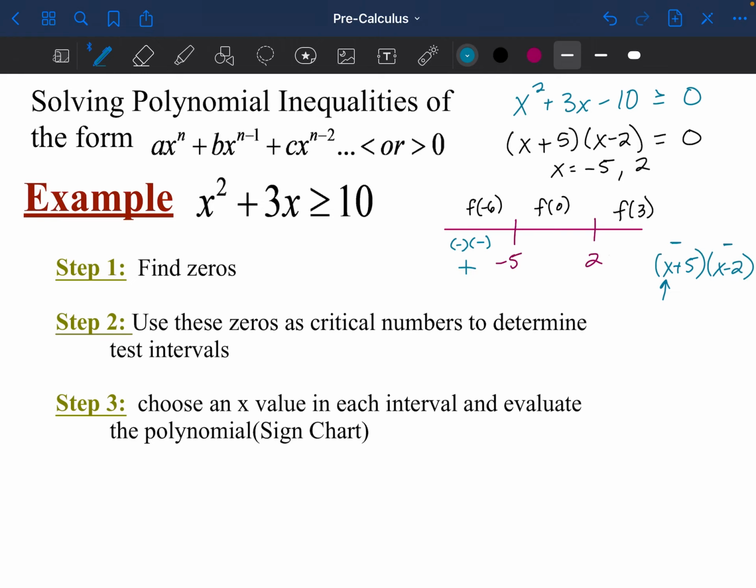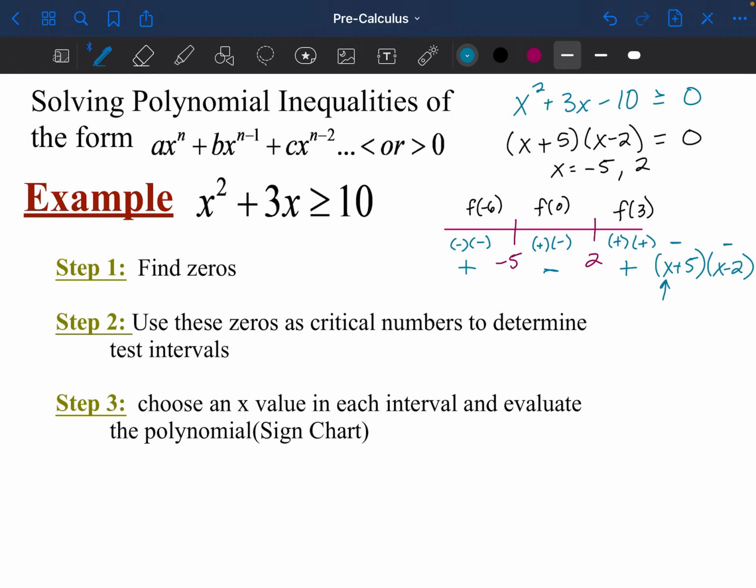All right, looking at f of 0. We got 0 plus 5 is 5, so that's a positive. 0 minus 2 is a negative. All right, so here is where we drop below because a positive times a negative is a negative. F of 3, same idea. 3 plus 5 is 8, so that's positive. 3 minus 2 is 1, so that's also positive. Positive times a positive is a positive.